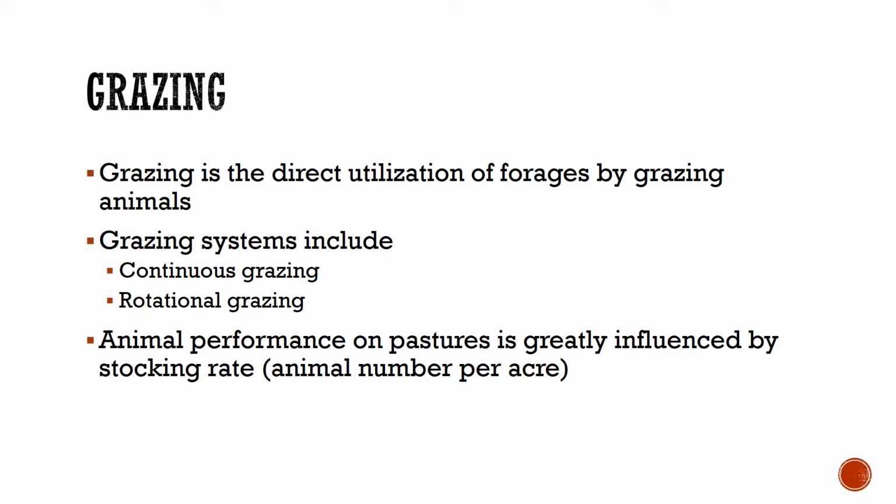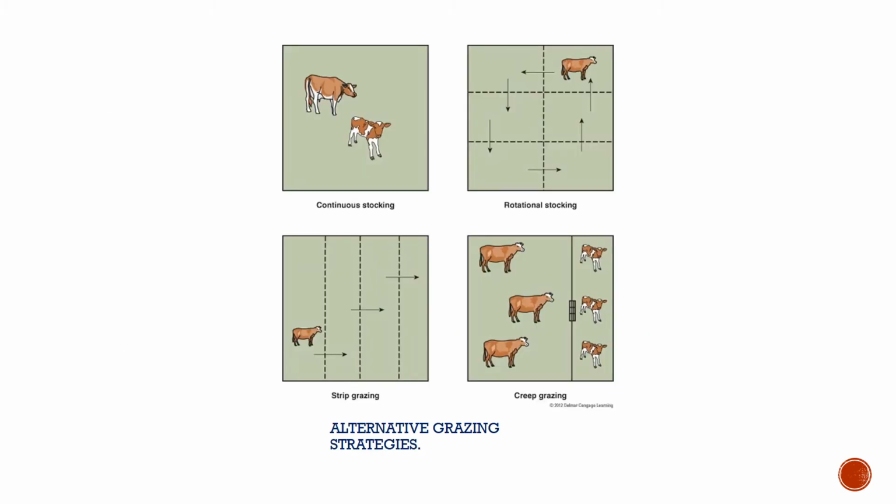But why do we do this? Why do we maintain these grazing systems? The whole point of it is to maintain good animal performance, and we influence it by the stocking rate, which is the number of animals per acre. Okay, so now let's look at those graphs of a stocking rate. Sorry, not a stocking rate. We were talking grazing systems.